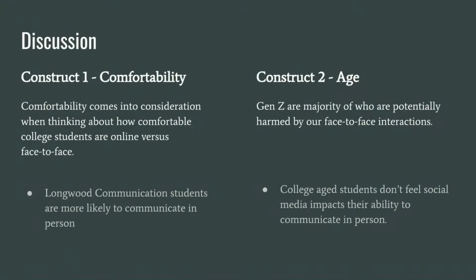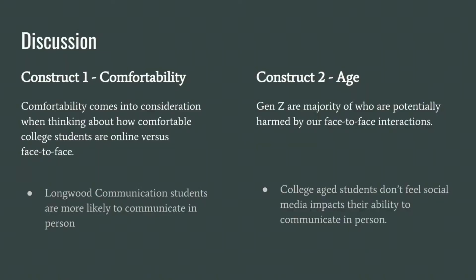So within our research, we divided it up into 4 constructs. First construct was comfortability. Comfortability comes into consideration when evaluating how comfortable students may or may not feel, whether it be interacting face-to-face or even on Instagram. We noticed within our research that Longwood communication students specifically were more likely to communicate in person.